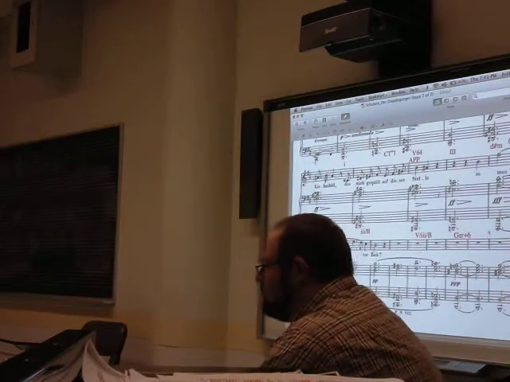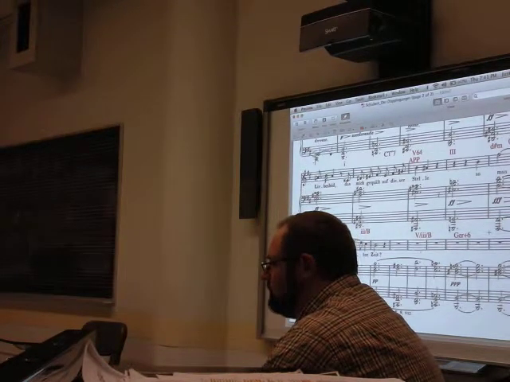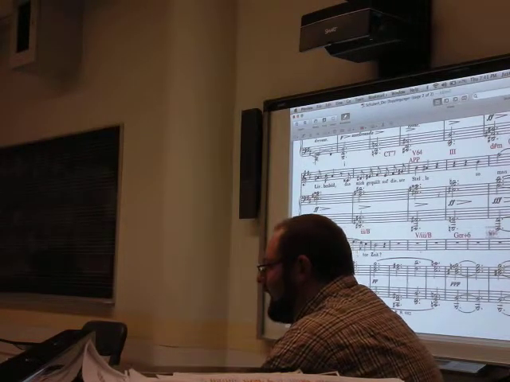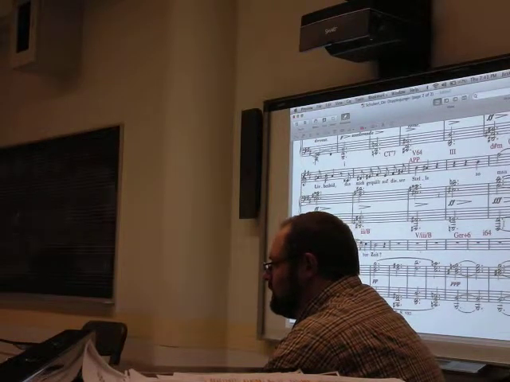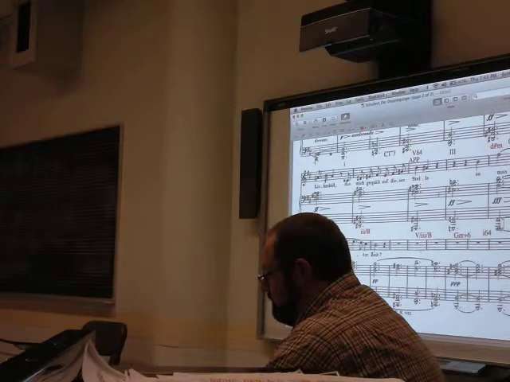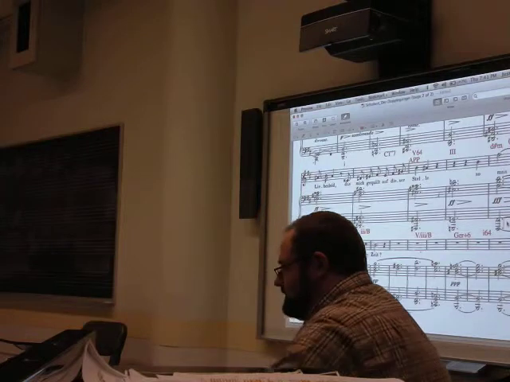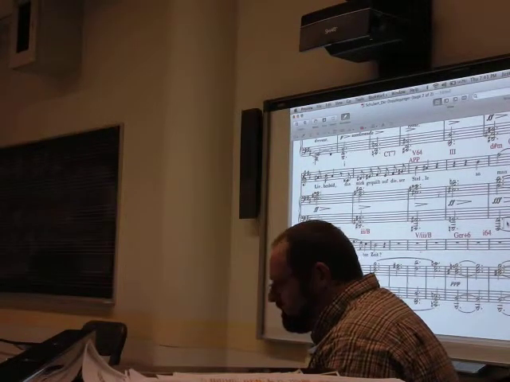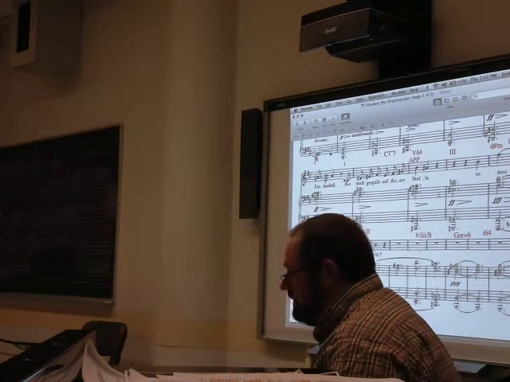German augmented sixth, and German augmented sixth we know most commonly moves to 1-6-4, and that's exactly what it does here. And it is a clear 1-6-4. There is nothing ambiguous about it. There's no missing note. It's got a big fat fifth in the bottom. It's a very, very clear 1-6-4.